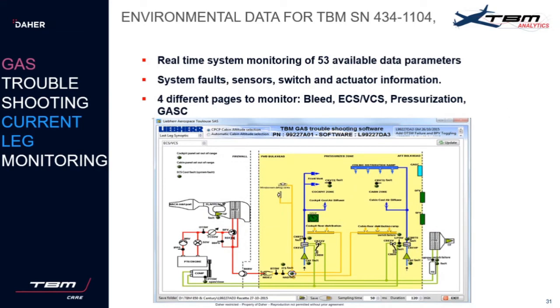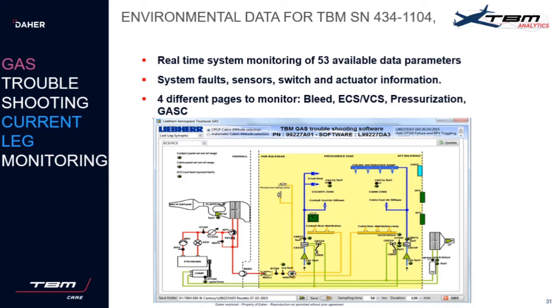Environmental data for TBMs 434 through 1104 is not continuously recorded and stored, but only available by directly connecting a laptop and using the troubleshooting software. While connected, the software allows for real-time in-flight system monitoring, system faults, and component information.